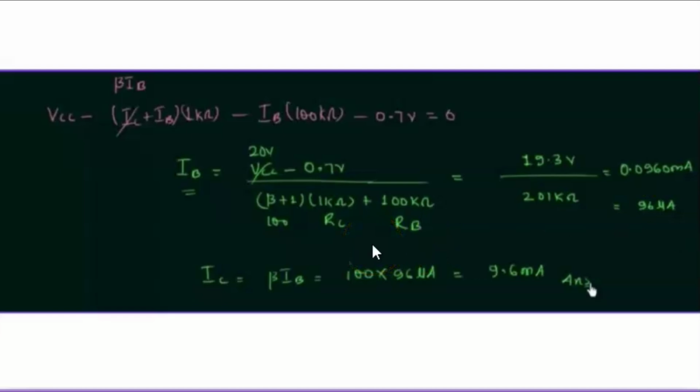Now we have to get the value of collector current, which is equal to beta times IB. So IC is equal to 9.6 milliamperes.